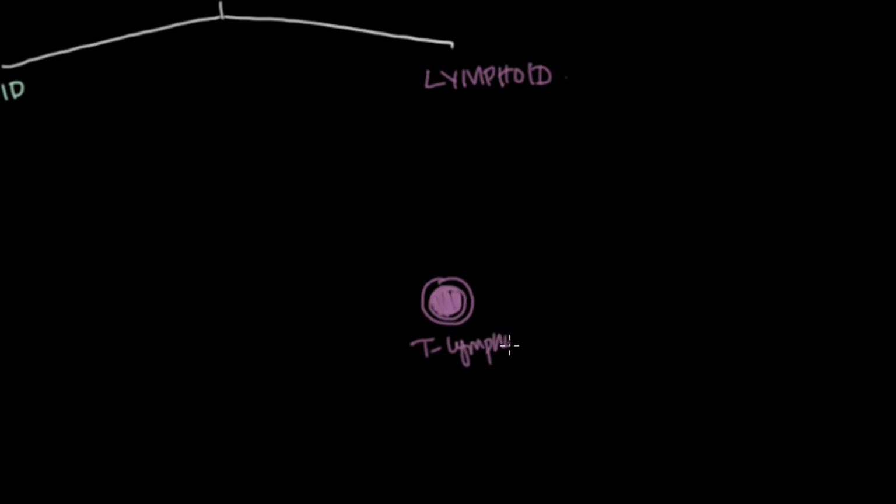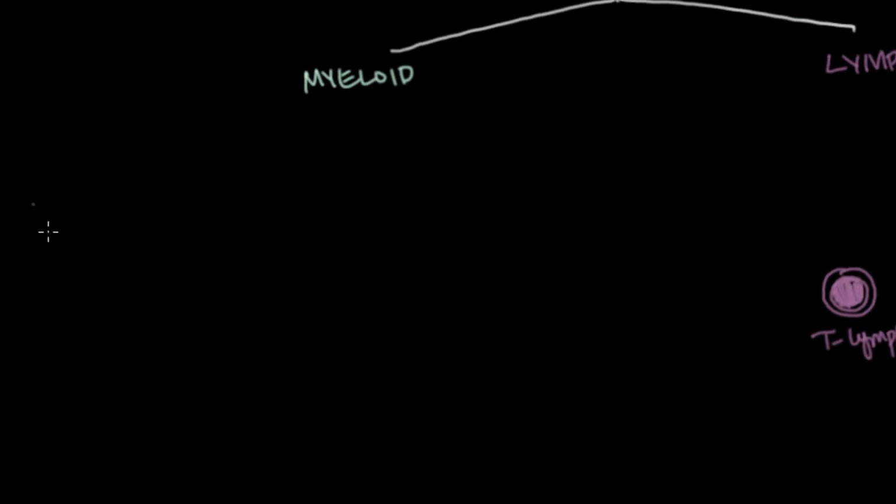So this is a T cell, or a T lymphocyte. And it's very similar in appearance to the other type of lymphoid cell. So this cell also has a nucleus that takes up the majority of the cell. And this cell is a B cell, or a B lymphocyte. So those are the two different types of lymphoid cells. What about the different types of myeloid cells? Well, for starters, we have a red blood cell.